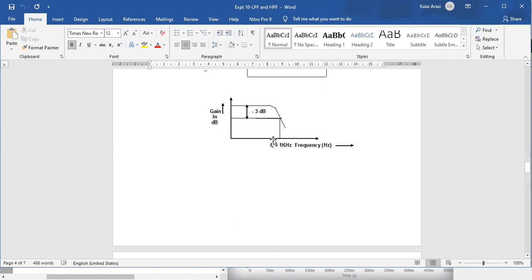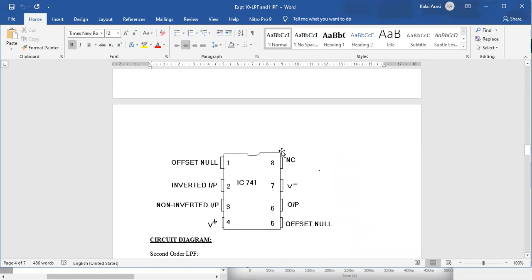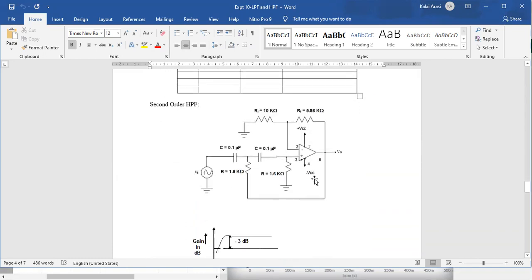After plotting that, this is the maximum gain, how much you are getting. From that, you subtract the 3 decibel line. Suppose, for example, the gain you are getting is 15 decibel, minus 3 means 12 decibel. So here you draw the line. That line cuts your graph at one particular point. That is your cutoff frequency. In this problem, we designed the cutoff frequency as 1 kilohertz.